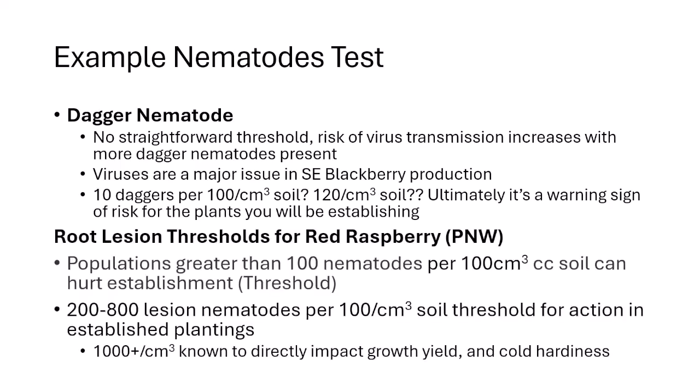Root lesion nematodes, there's a lot of established thresholds for red raspberry that I was able to find. A population greater than 100 nematodes per 100 cc's can hurt establishment. 200 to 800 is kind of an action threshold for where you need to start thinking about adding in some post-planting nematicides, because once you hit 1,000, they have a lot of data that shows that they have direct effects on the plant health themselves.